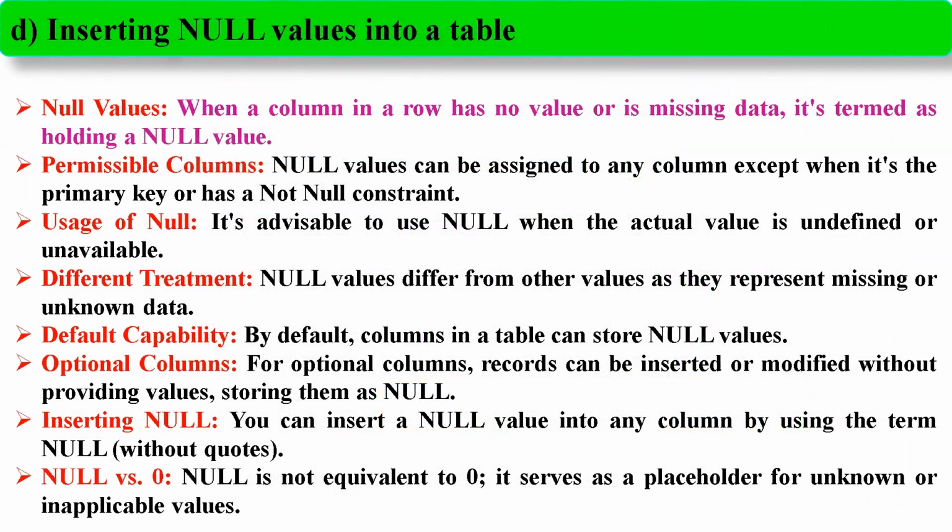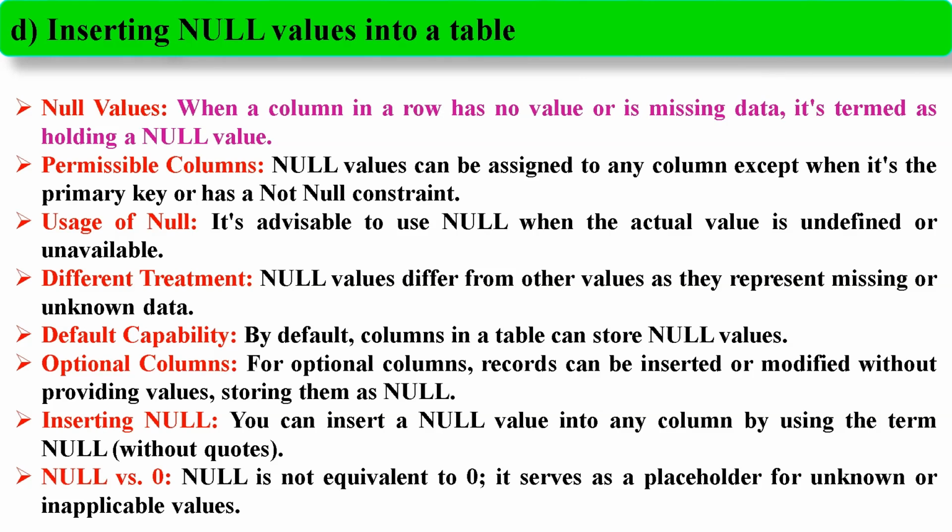Let's learn how to insert null values into a table. So, what is a null value? When a column in a row has no value or is missing data, it's termed as holding a null value. Permissible columns: null values can be assigned to any column except when it's the primary key or has a not null constraint. Usage of null: it's advisable to use null when the actual value is undefined or unavailable. Different treatment: null values differ from other values as they represent missing or unknown data.